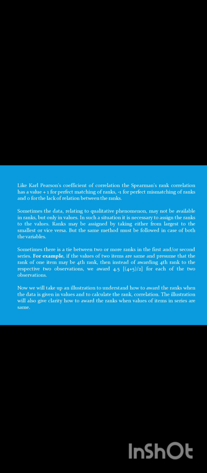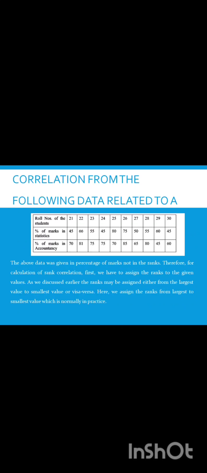Now we will take up an illustration to understand how to award the ranks when the data is given in values and to calculate the rank correlation. The illustration will also give clarity on how to award the ranks when values of items in a series are the same. So here is another table which asks for the correlation from the following data related to roll numbers of the students, percentage of marks in statistics, and percentage of marks in accountancy.